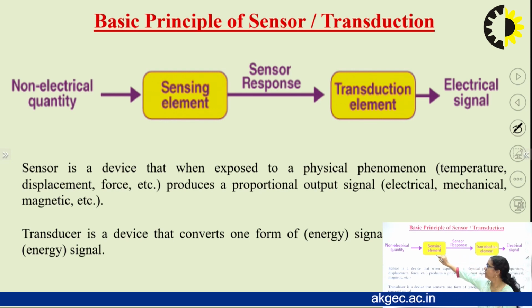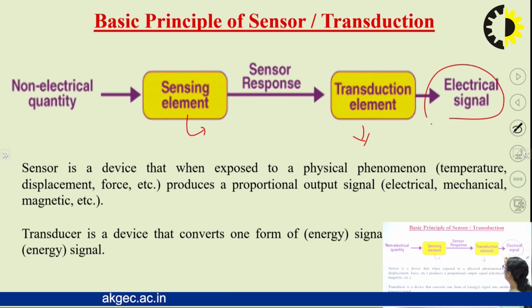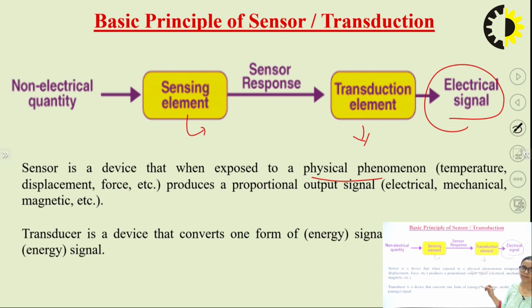Here you can see this is a sensor which is sensing some physical quantity, but a transducer converts this input signal into another energy, another signal. A sensor is a device that, when exposed to a physical phenomenon, such as temperature, displacement or any other parameter, produces a proportional output signal. A transducer is a device that converts one form of energy into another form of energy.